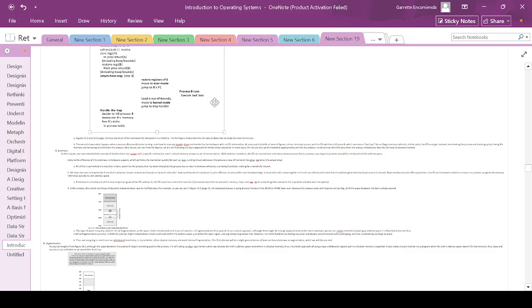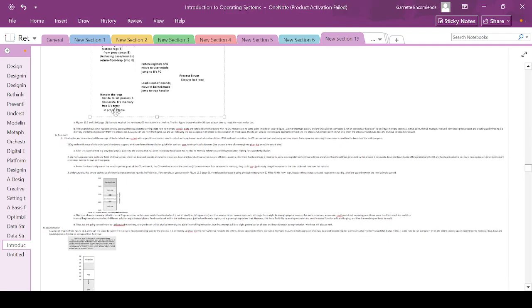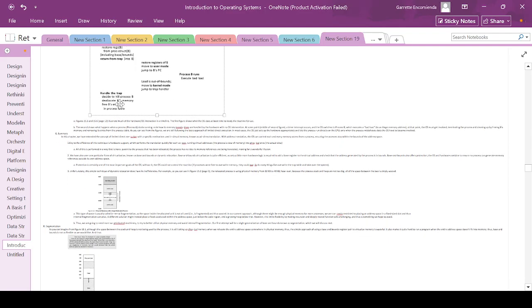Process B runs and executes a bad load. The load is out of bounds. So since it's out of bounds, move to kernel mode, jump to trap handler. The OS will handle the trap and decide to kill process B. It deallocates B's memory and frees B's entry in the process table. So that's how it looked when we have out of bound requests from another process.